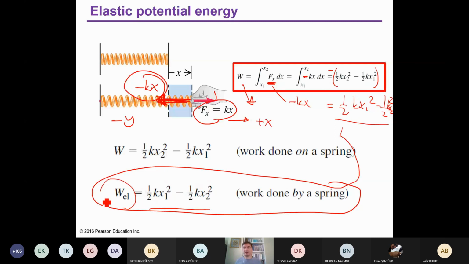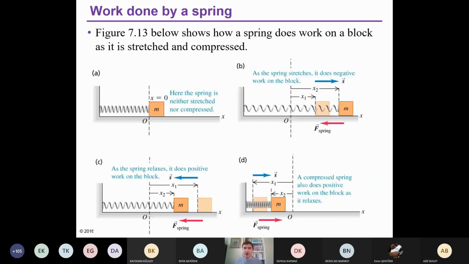Done by spring on hand. So now let's discuss different conditions, how a spring does work on a block. Here we have a block. Please listen to this part carefully. If you understand this transparency, other transparencies will be very easy for you, okay?